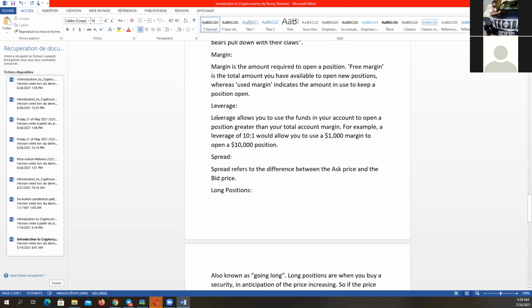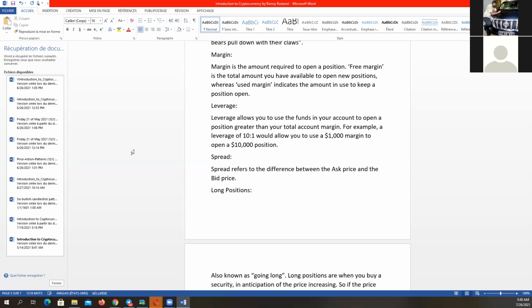Now we're going to learn about leverage as well. Leverage allows you to use funds in your account to open a position greater than your total account margin. So leverage is going to come in to give you the possibility to buy bigger stuff than what you could buy with your money. So leverage gives you the potential to exploit more than what you have as capital. It's like you borrowing, you know.